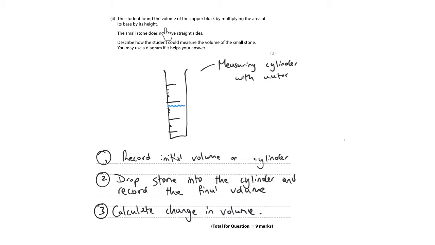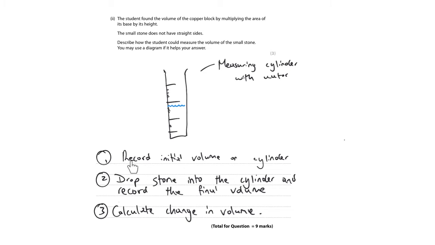My next bit then is that the problem with the stone is that it doesn't have straight sides. So describe how a student could measure the volume of a small stone. You may use a diagram if it helps. It doesn't necessarily help, but I've drawn one. We're going to have a measuring cylinder with water.